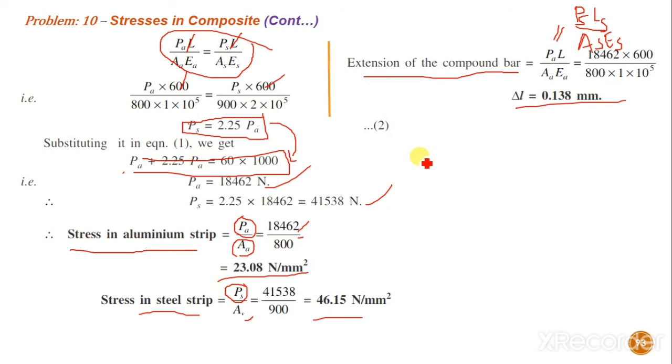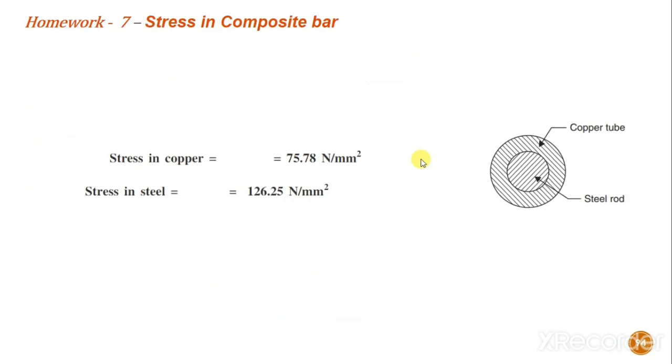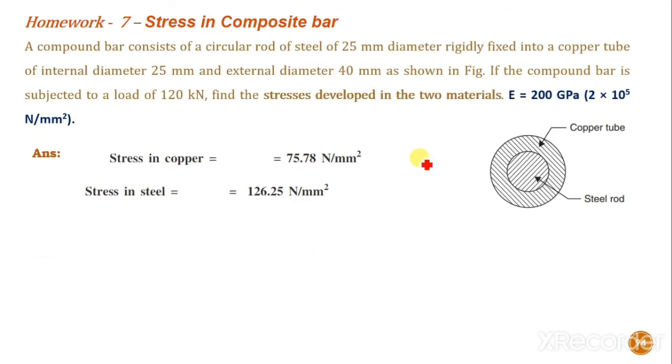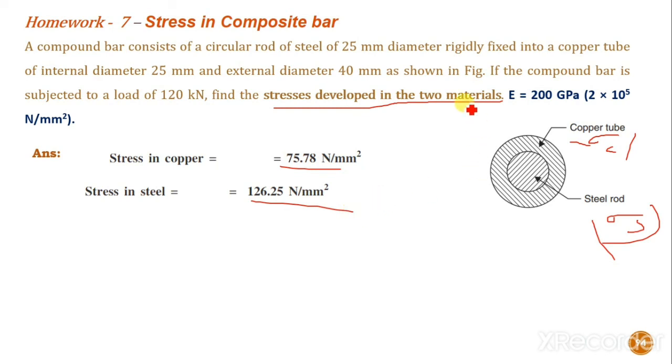So let me give you a simple problem for homework. I hope you understood the previous two problems, and they are going to be very easy. This is a similar kind of problem. What you need to find out is the stress developed in both the materials. Calculate the stress in the copper, sigma copper, and sigma steel. Same concept as we did earlier, and verify these answers. So with this I am concluding this topic.